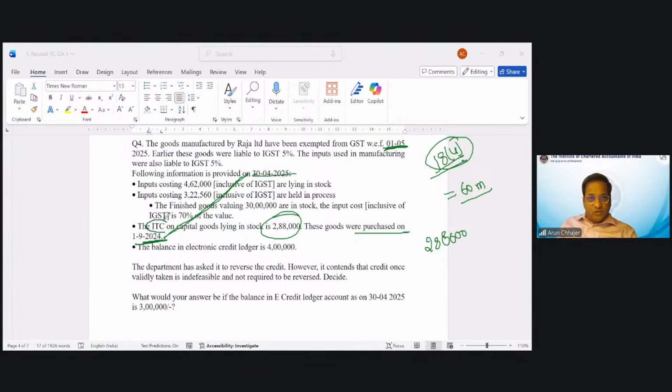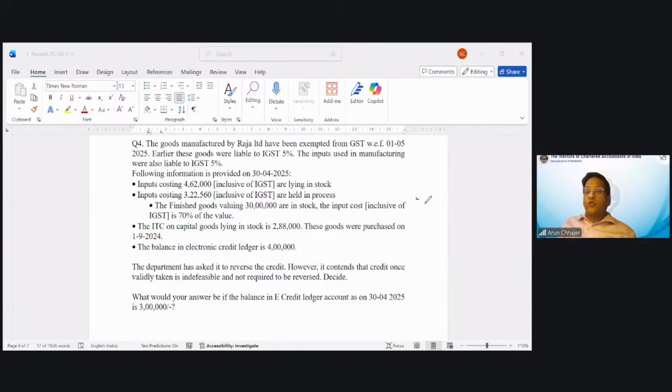Now see, this 288 is the GST part itself. You are not required to divide by 105, multiplied by again 100, then 5%. No. The 288 is the GST part itself. Okay? So 2,88,000 divided by 60 months. Why 60? Because it is a life. What is the remaining life? I have used for 8 months. So I can say 52 months is the remaining life.